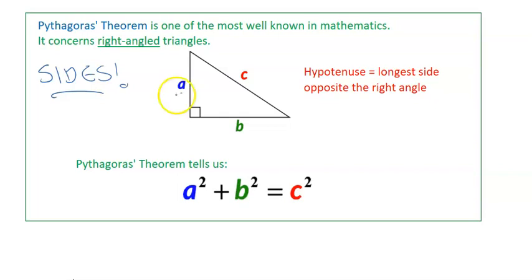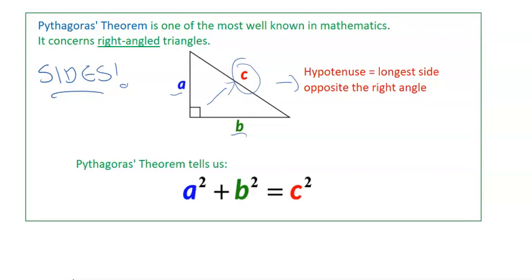Now, a and b really can be interchangeable. There's no real rule around which ones they are. The only absolutely critical rule is c. It must be the hypotenuse. It is the longest side and it's opposite the right angle. So the right angle is always opposite the hypotenuse, never touching the hypotenuse. It's always that longest side in your right-angled triangle.